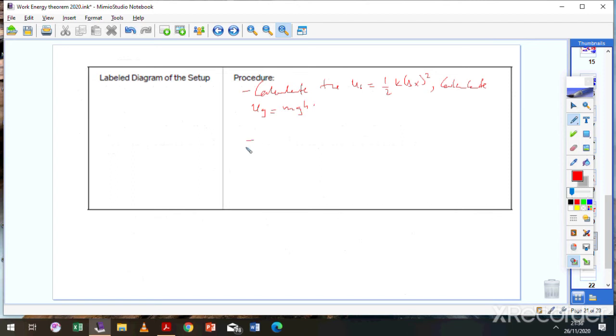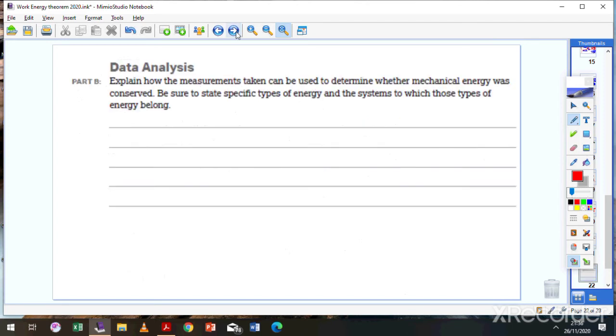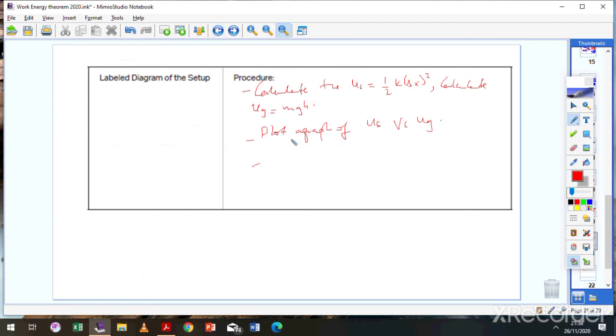Then after doing that, you're going to plot a graph of elastic potential energy versus gravitational potential energy. Let me see what this says. Okay, maybe that's for this part. The other part was still procedure. So you can calculate the elastic potential energy using this formula, calculate the gravitational potential energy using this formula. This graph will come at the next stage. I was skipping ahead.